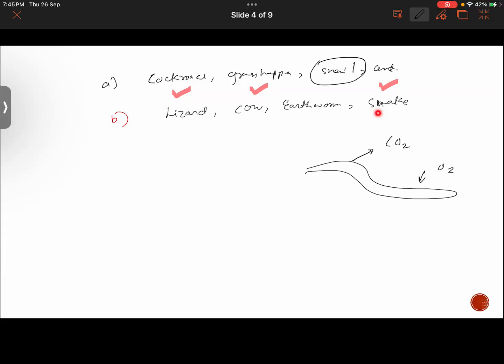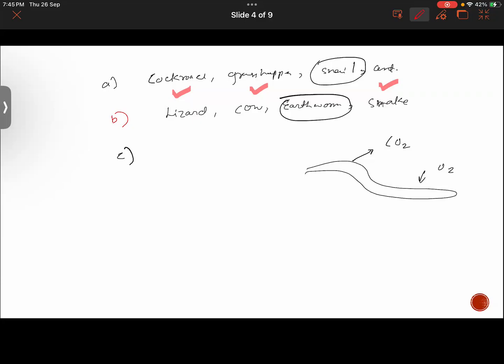But do the snake, cow, or lizard do respiration via their skin? No, right, Aman? Then as I can read option C, the earthworm is the odd one here. You understood now why it is the odd one. Yes, sir. Then you have crocodile, because of its different mode of respiration.